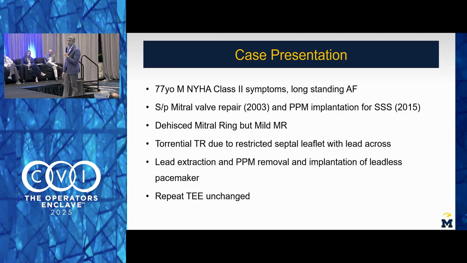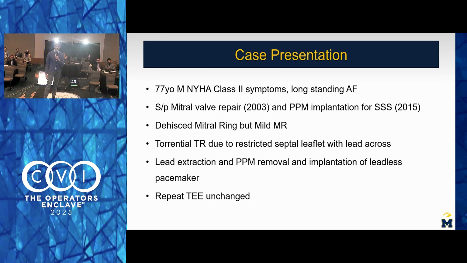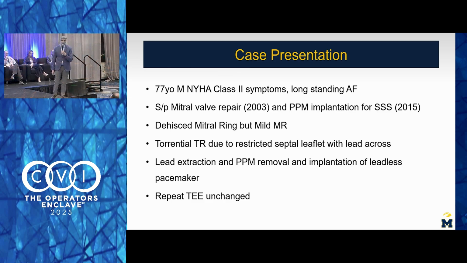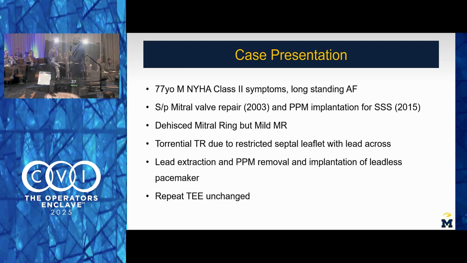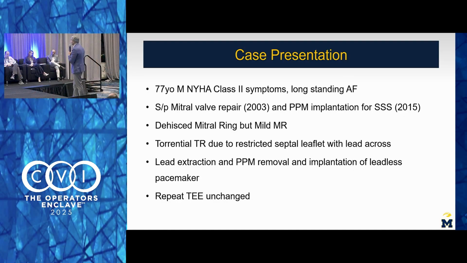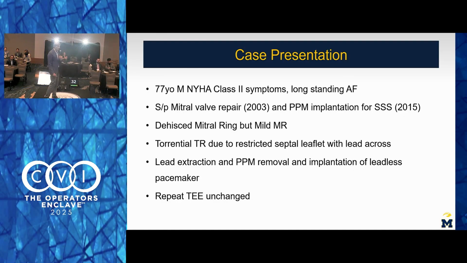Interestingly, his mitral ring, and I'm not sure I actually included the images for this, had dehisced partially, just around the posterior annulus, but he only had mild MR. And so that was part of the equation. Do we think about dealing with that? And he had torrential TR due to a restricted septal leaflet, and he had a lead across. So similar to one of the earlier cases, we actually went ahead and had our EPs take the lead out. He was pacer dependent, and so he had a leadless pacemaker, and the repeat TE was unchanged.